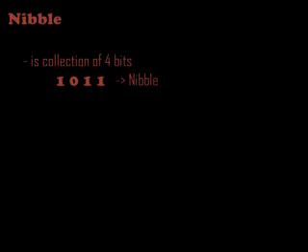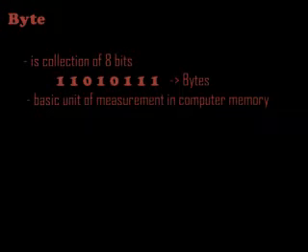Next term is nibble. Nibble is a collection of 4 bits. 4 bit means, as we already studied, a bit is one digit in the binary number system. Here a collection of 4 digits in the binary system is called a nibble. Did you get it? Then next, byte.